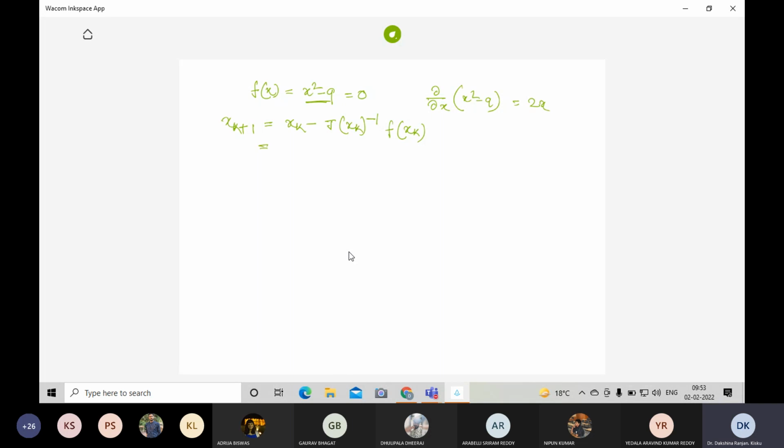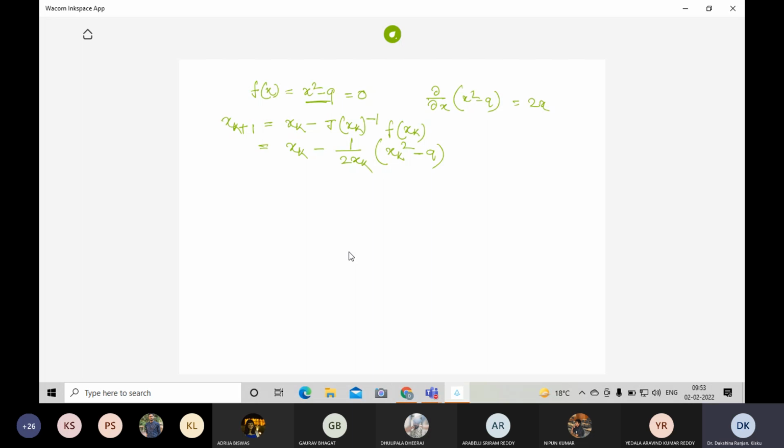Now in place of the inverse of J(xk), what can we write? 1 by 2xk. And in place of f(xk), we will write xk square minus 9. Now let us solve this equation.